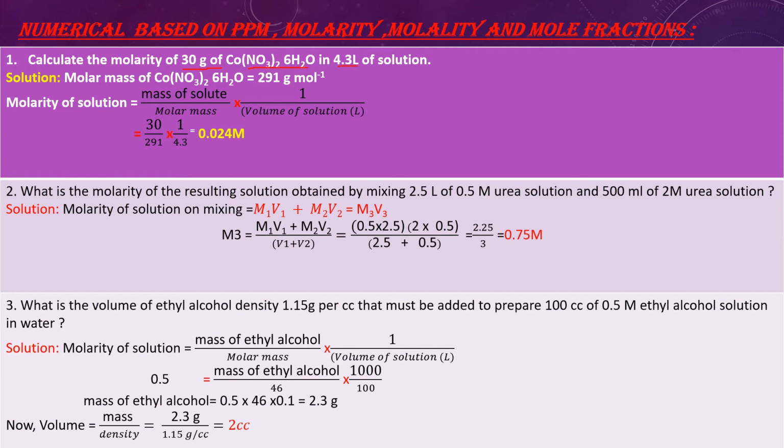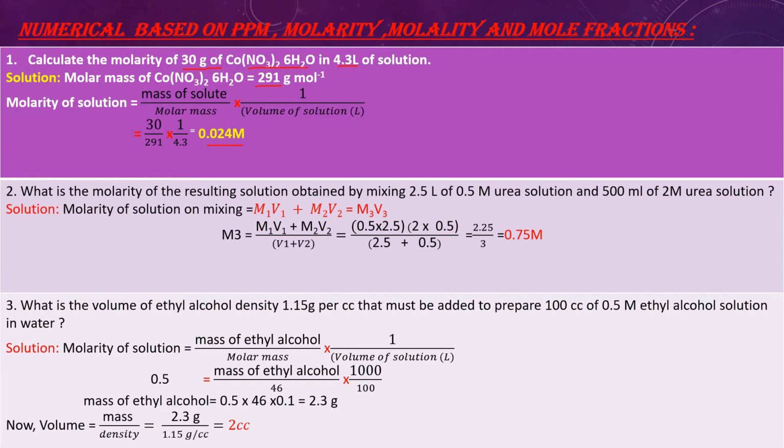यहाँ पे आपको mass of solute given है और volume of solution in liter given है. So first you calculate the molar mass of the solute, it comes to be 291. Just putting the value mass of solute divided by molar mass into 1 upon volume of the solution in liter and it will give you the answer, that is 0.024 moles per liter.